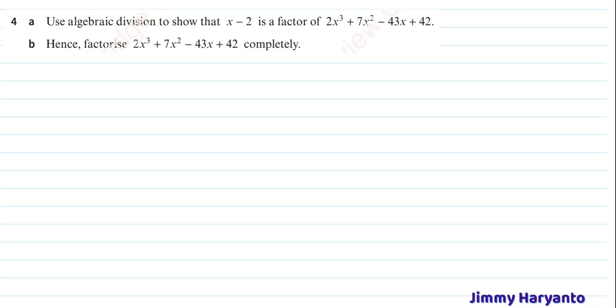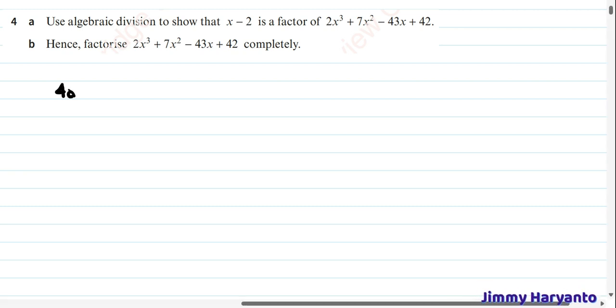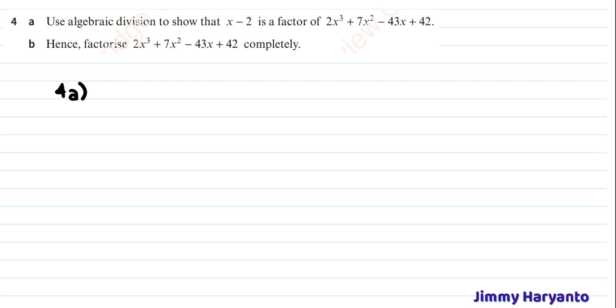Okay, next is question 4. For A, use algebraic division to show that x minus 2 is a factor. Later I will show you how to show that x minus 2 is the factor of the polynomial, yeah. Because the divisor is x minus 2, that means we can use Horner. It will be faster. Negative 43 and then 42.